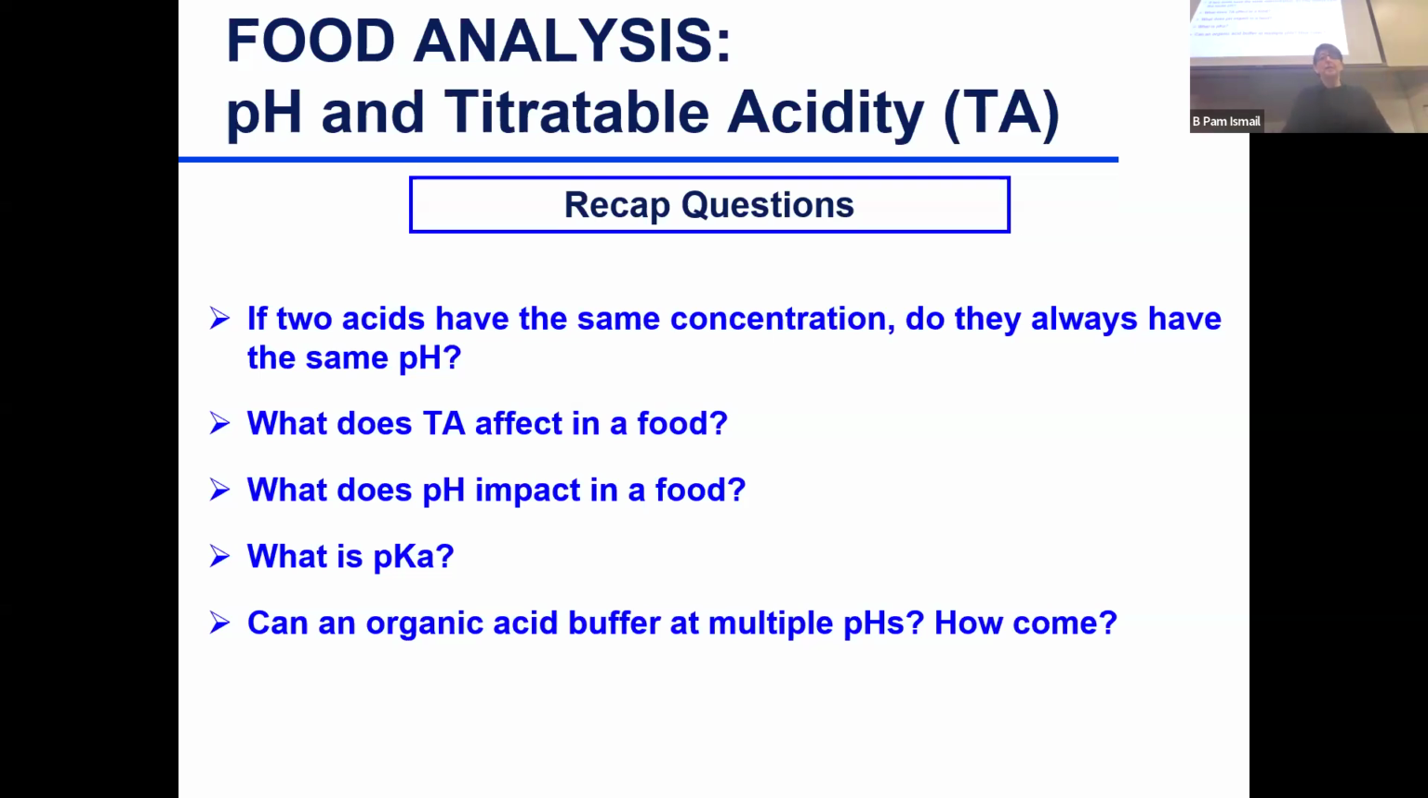What does titratable acidity affect in a food? What does it mostly impact? Titratable acidity or total acid? What's the one thing that it would affect the most? Yeah, flavor. So total acid will impact flavor mostly. All right, what about pH? What would it affect? Yeah, so what kind of reactions are impacted? Microbial, chemical, enzymatic. Very good.